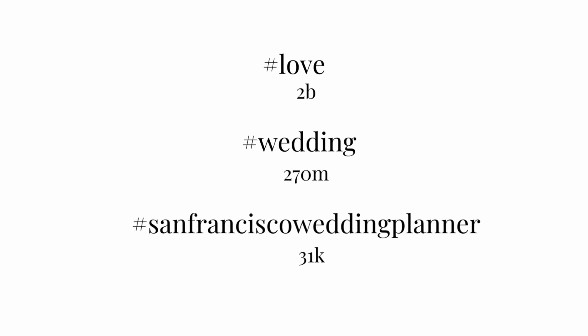Again, I'm using weddings as an example here. So I see people put hashtag love, hashtag wedding. Hashtag love has over 2 billion posts. Hashtag wedding has over 270 million compared to San Francisco wedding planner, which is only 31,000. So if you think about it, what are the chances if you're putting in hashtag love that someone is going to find you in San Francisco or in Atlanta or in Oklahoma or wherever you're at? So if you are a local business, use local hashtags.